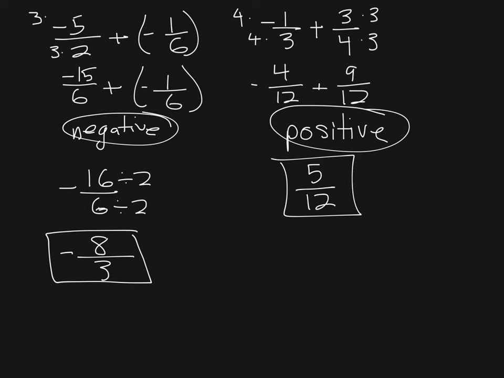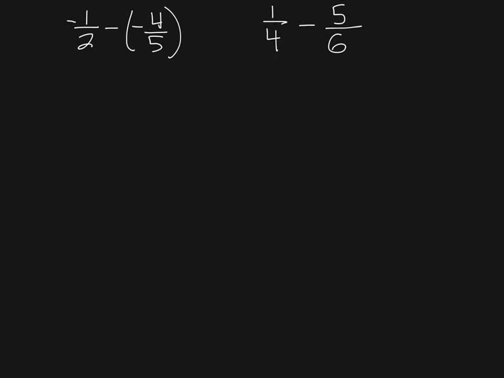5 and 12, there's nothing I can divide both of these by. So that's my final answer. That's already simplified. Before we wrap up here, we should take a look at a couple of subtraction problems. Remember, when we're subtracting, sometimes it's actually easier to turn it into an addition problem. So let's rewrite this first problem here as an addition problem.